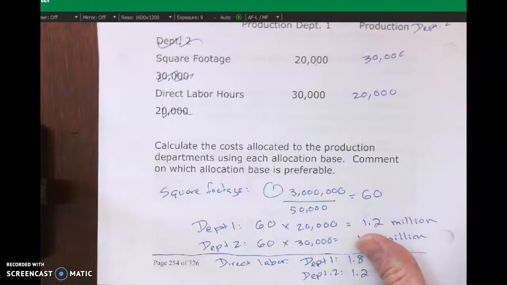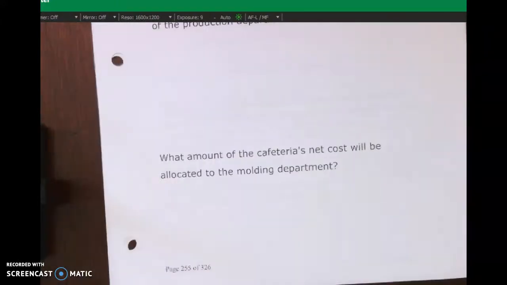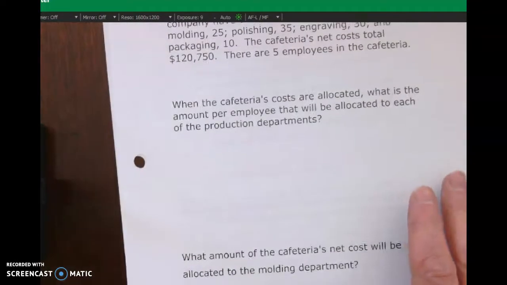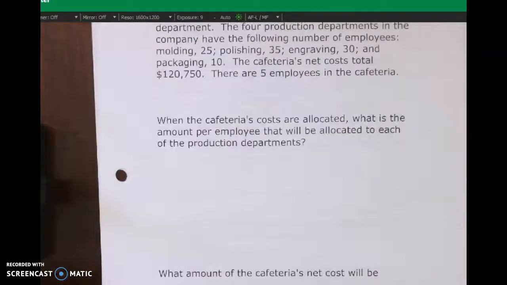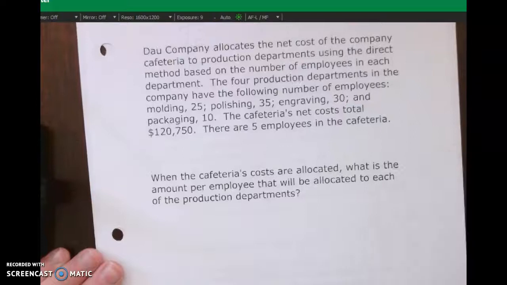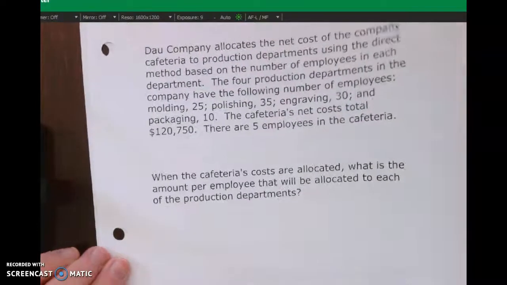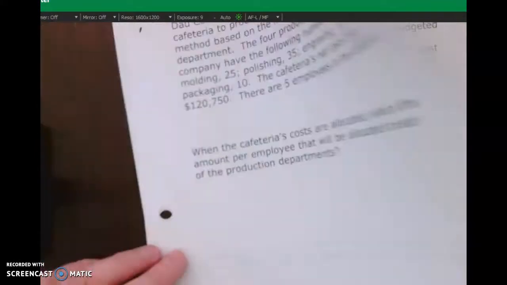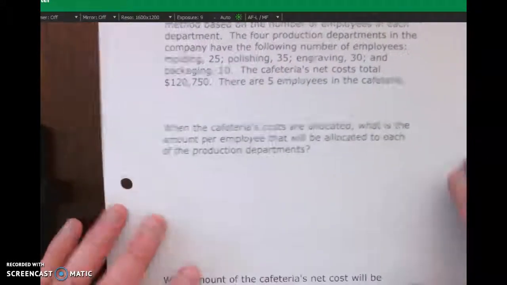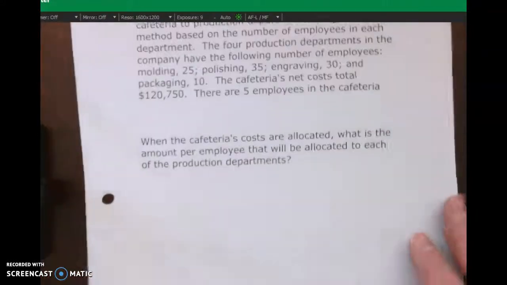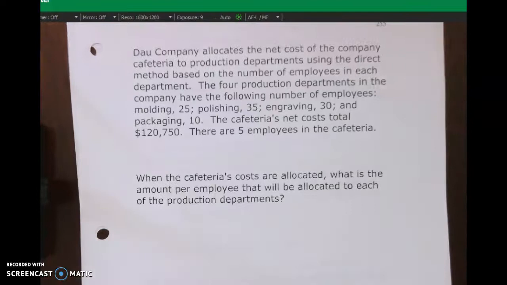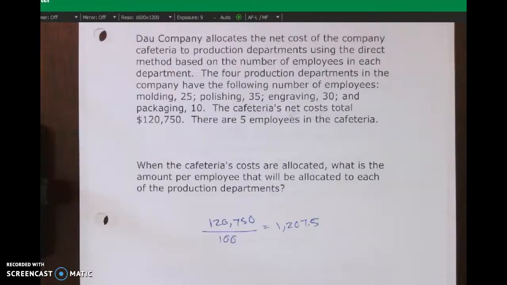So let's look at the next problem, which is our Dow company. In this problem, I'm going to pause the lecture video, and I want you to do this problem on pages 255 and 256 of your course pack. And then I want you to come back and we'll check it together. Okay, thanks. Okay, hello and welcome back.